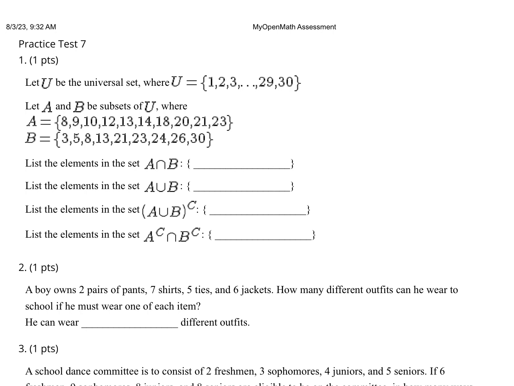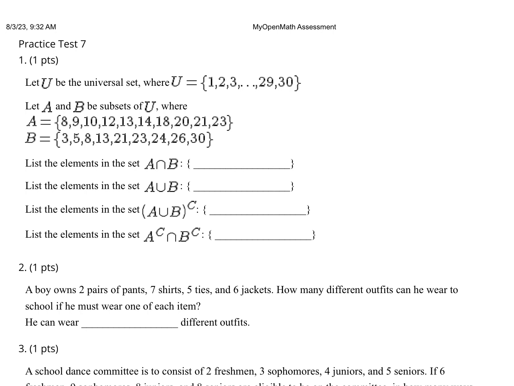So number 1, let U be the universal set where U is the numbers 1 through 30. A and B are subsets. So we want to list the elements in the set A and B.